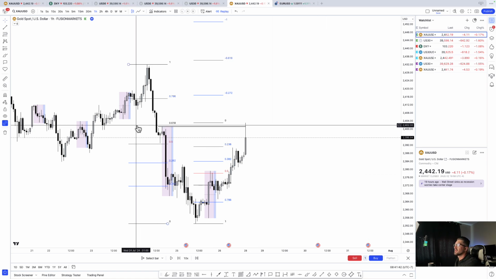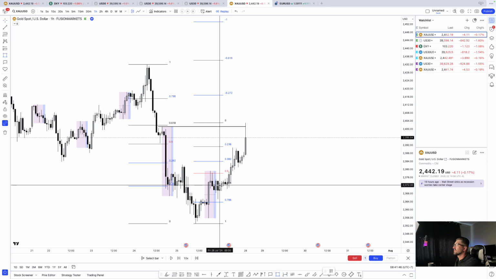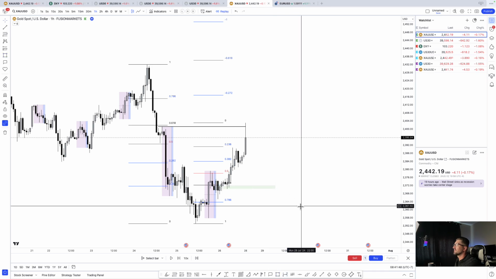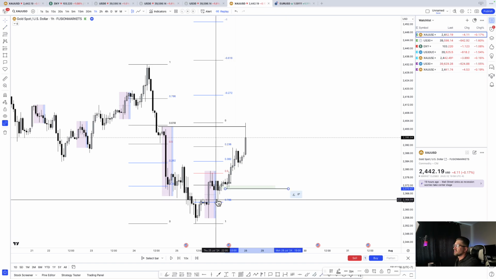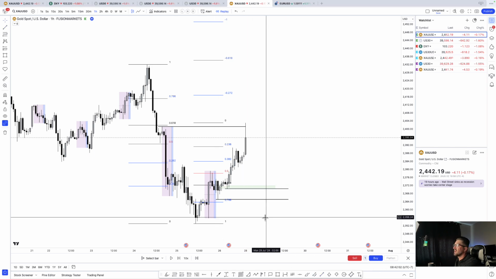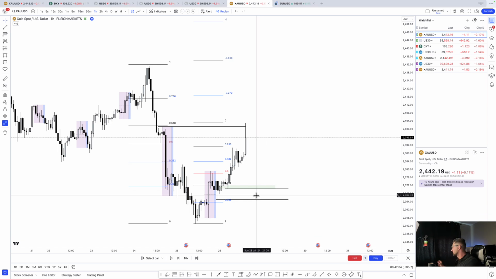So this reaction is coming at the 618. Where are we going to look for a reaction? We're going to look for a reaction at the 618. Does anything interest us at this level? We have a liquidity point here. We have a liquidity point here as well, but that's kind of getting closer to the 786, and I don't expect that target to be reached as easily.